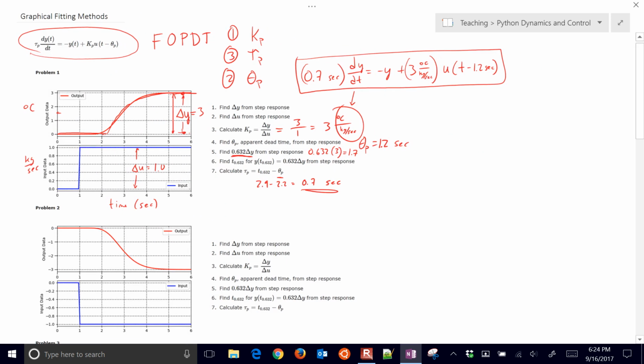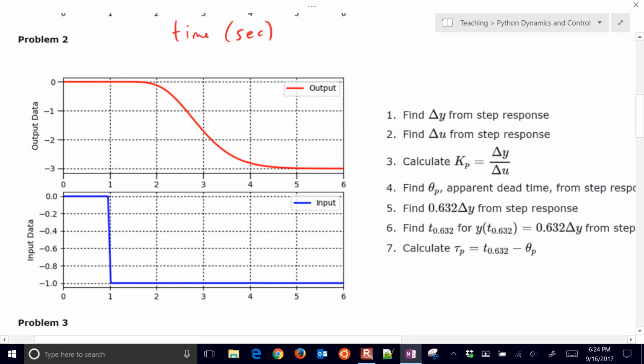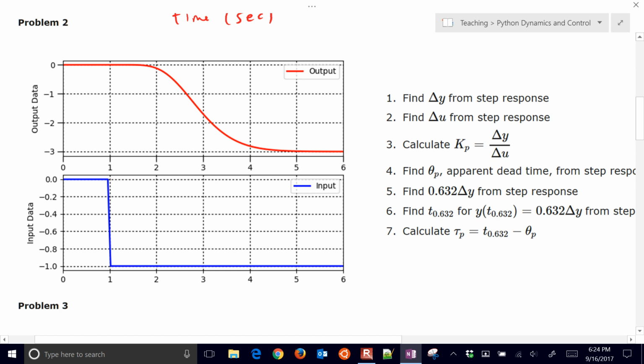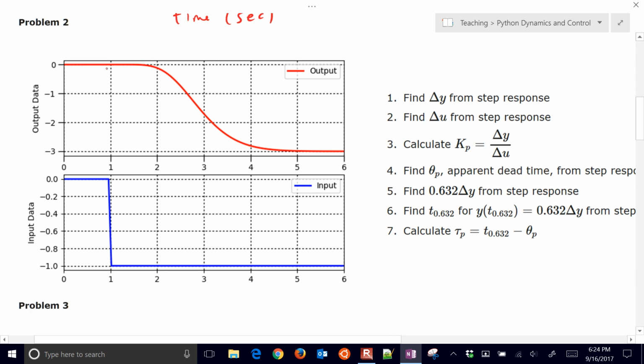Let's go on down to the next one. We'll go just a little bit faster on this one. With each of these, maybe pause the video and try it yourself, and see how far you can get on your own. Here we have a delta y. Delta y equals negative 3 in this case, and delta u is going to be equal to negative 1. So my gain is going to be negative 3 over negative 1. It's going to be 3 again. Then I start here and go out to this tangent of the inflection point. My apparent dead time is right here, and that's going to be about 1.2 seconds for theta p.